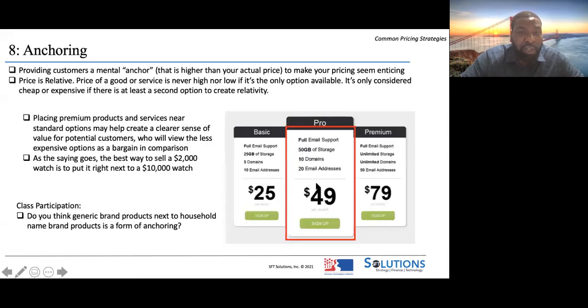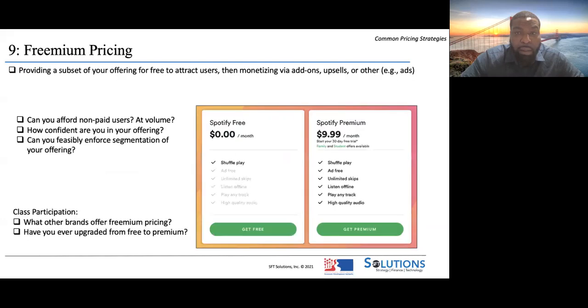Anchoring: you want to show people the value that you're creating. In your marketing materials or the way you lay out your menu, you could show them how good a deal the $20 burger is. Yes. Freemium: everybody gets free water. I don't know, maybe. I'm trying to think of a good example.